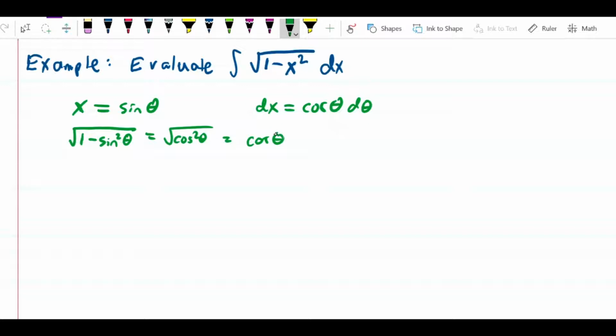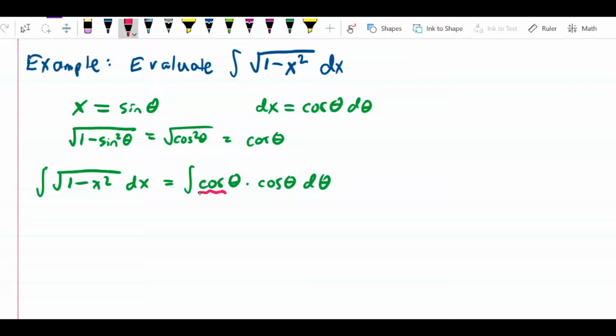So we can now write that the integral of the square root of 1 minus x squared dx is equal to the integral of cosine theta times cosine theta d theta. Notice where all of this comes from. This is just the square root of 1 minus x squared, and this is dx. So everything that was in the original integral maps onto something in the new integral. And this is now the integral of cosine squared theta d theta.